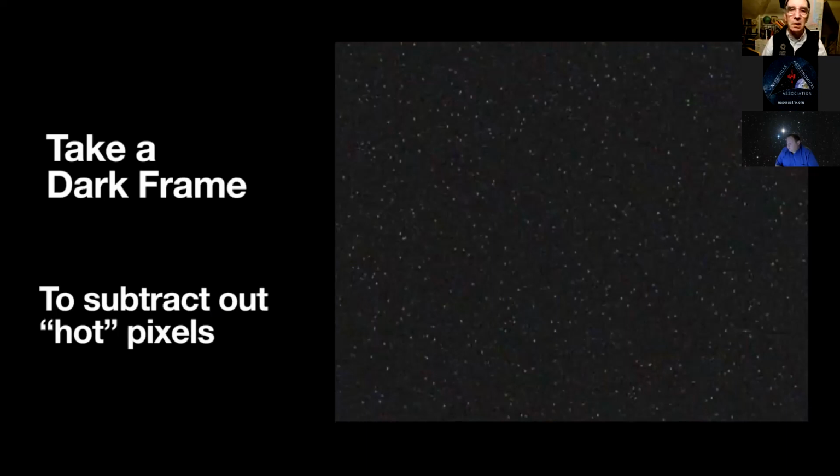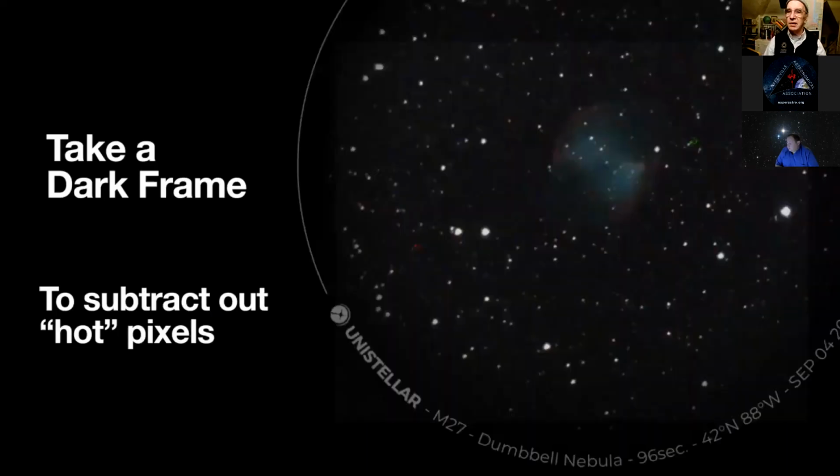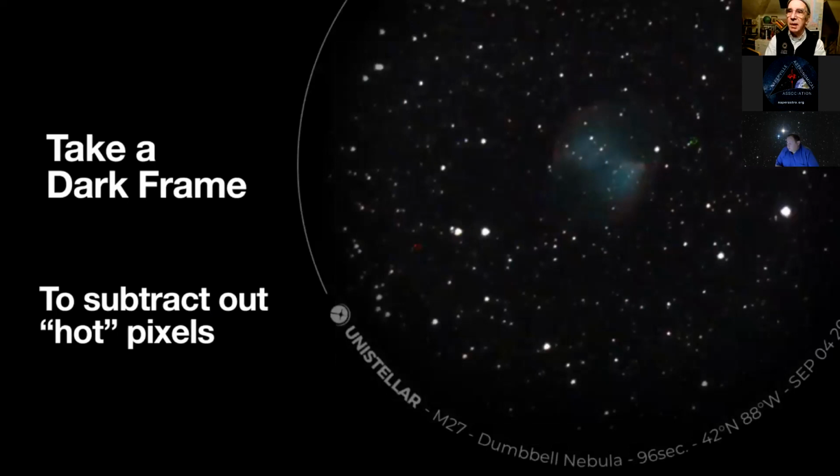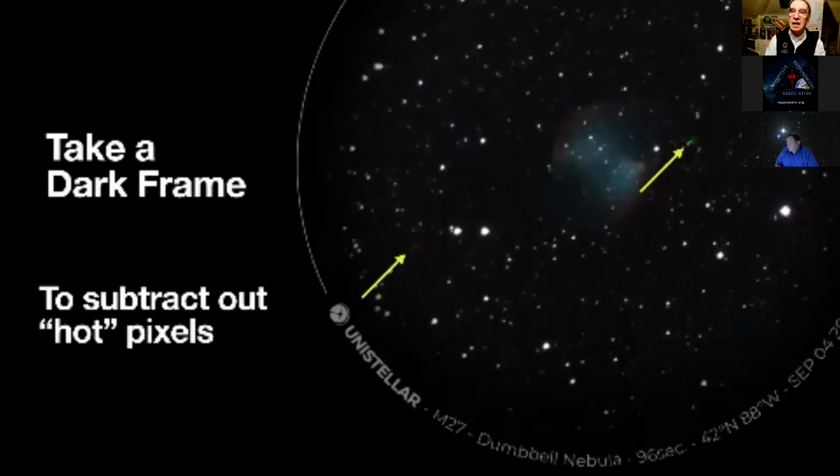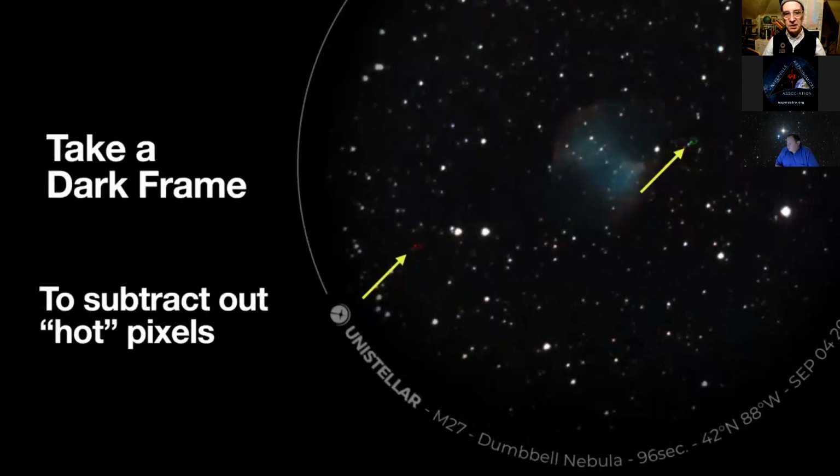Here's an example of M27. And here you can see some of my hot pixels. This is just a 96-second exposure, but you can see there's a couple of my hot pixels. And when I saw this, I said to myself, darn, I didn't take a dark frame. When you take a dark frame, it pretty much eliminates the hot pixels. So that's basically the technical things. Let me show you how it is to operate it.